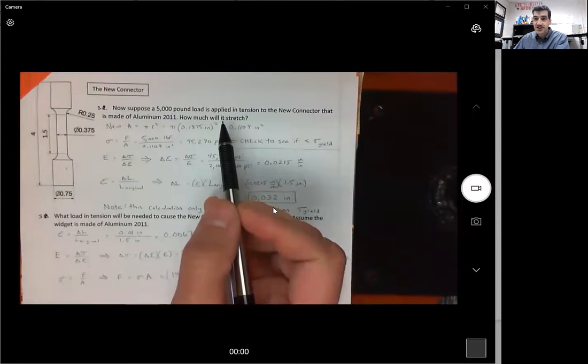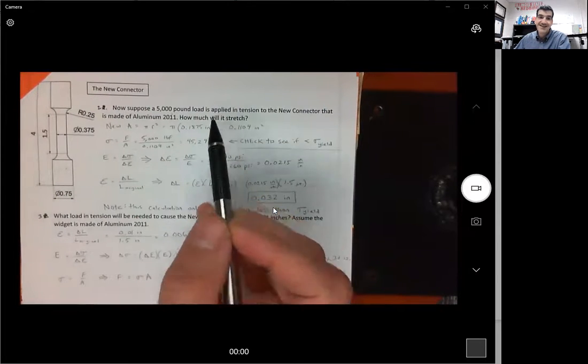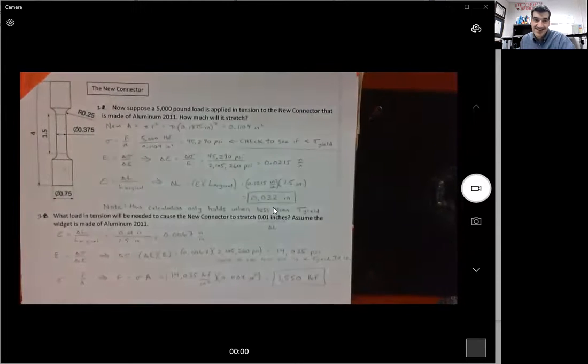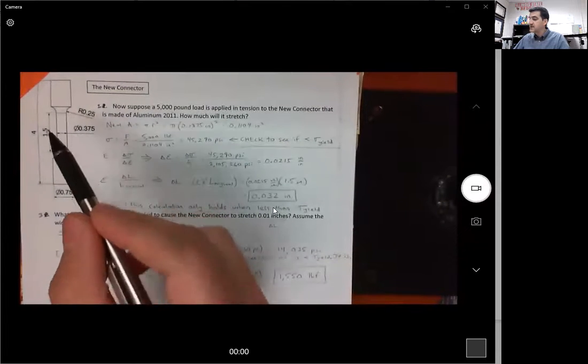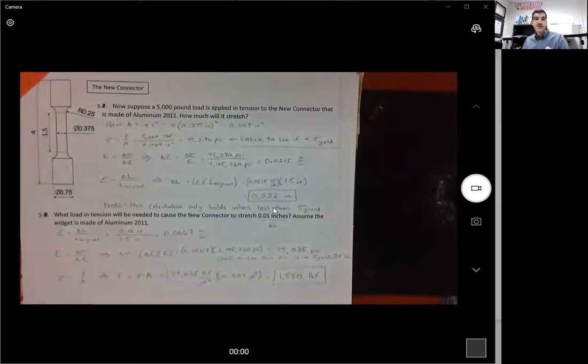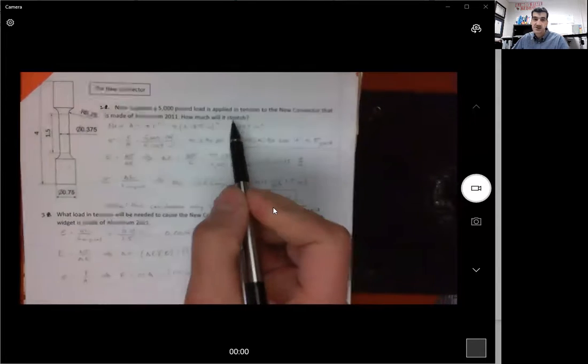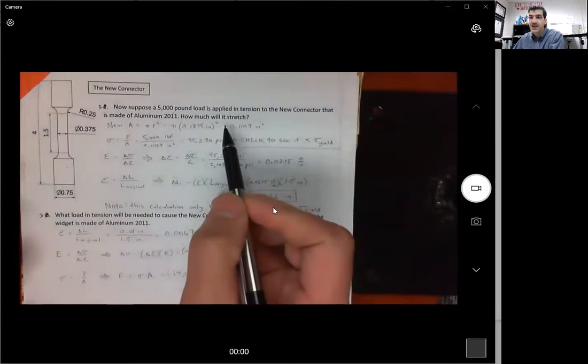So this is very much like the last problem that we did. In fact, it's almost identical to the last problem that we just finished talking about. We're going to calculate the stress because we know the force and we can find the cross-sectional area. And once we know the stress, we can use the elastic modulus relationship to find the strain. And then once we know the strain, we can use the definition of the strain to find the change in length, which is how much it will stretch. So that's our plan here.